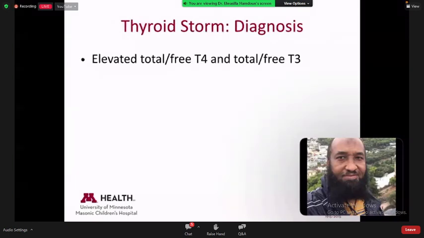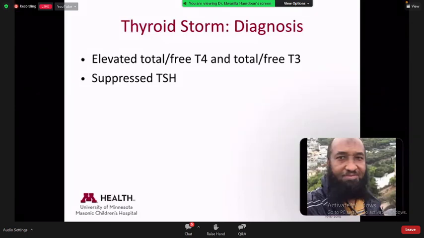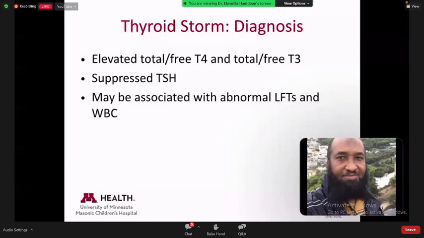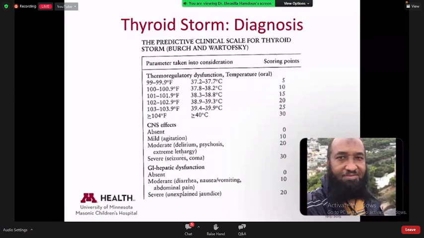Diagnosis: you have the major clinical manifestations, but you must have elevation of the total and free T4 and total and free T3, and you must have TSH suppression. So there is no ambiguity. It's clearly a hyperthyroid state. You may have some liver injury and abnormality of the white count.